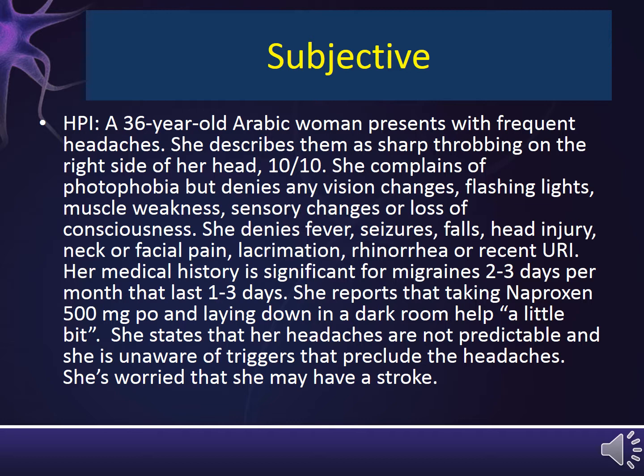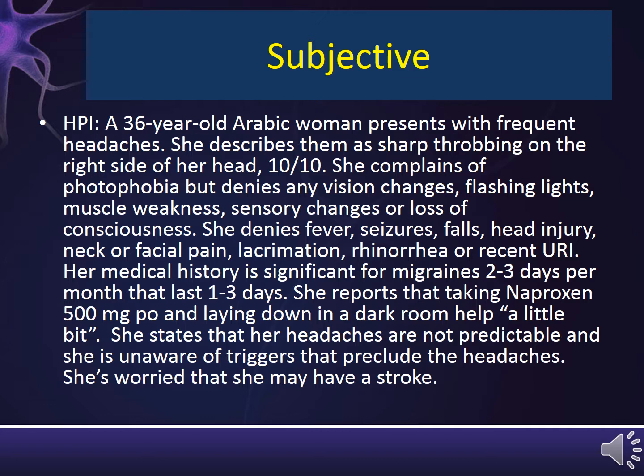The history of present illness includes: she's a 36-year-old Arabic woman presenting with frequent headaches. She describes them as sharp, throbbing on the right side of her head, 10 out of 10. She complains of photophobia and denies having any vision changes, flashing lights, muscle weakness, sensory changes, or loss of consciousness. She denies fever, seizures, falls, head injury, neck or facial pain, lacrimation, rhinorrhea, or a recent upper respiratory infection.